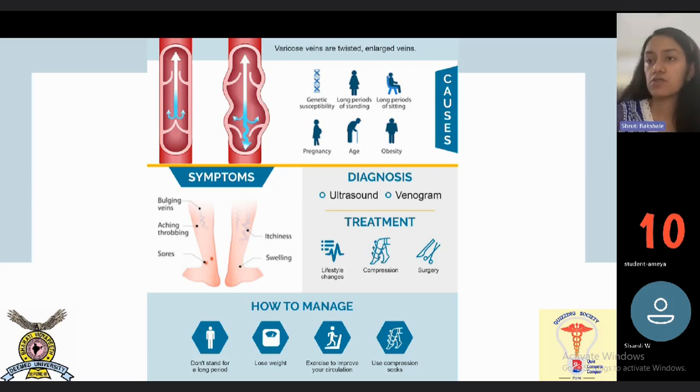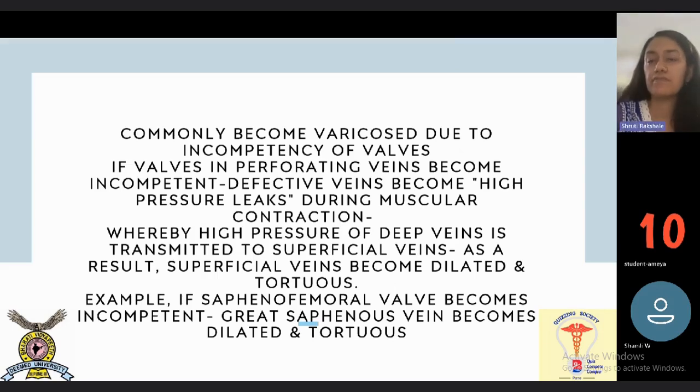So moving on to what happens in it. As I told you, the main cause is incompetency of valves. So if the valves in the perforating veins become defective, that leads to pressure leaks when the vessel contracts. So the high pressure of deep veins is transmitted to the superficial veins as they're connected by the perforators. Because all the blood reaches there, the superficial veins become dilated and tortuous. For example, if the saphenofemoral valve becomes incompetent, then the great saphenous vein will become dilated and tortuous.